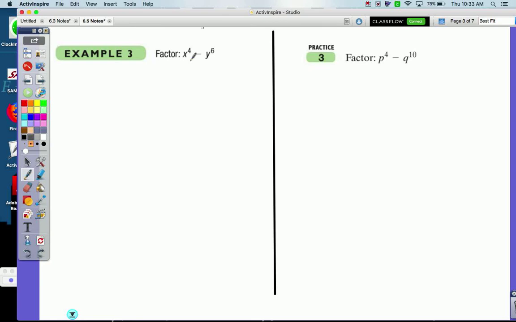All right, example 3 looks a little strange. I've got x to the 4th minus y to the 6th. If you have exponents that are not just 2, as long as those exponents are even, you still have a difference of two squares. So you're going to break out into your binomials and divide the exponent by 2. 4 divided by 2 is 2, so I'll have x squared and x squared. 6 divided by 2 is 3, so I'll have y to the 3rd and y to the 3rd. If you multiply that back through, when you multiply, you add exponents, so that does give you the 6. And since it's a difference of two squares, I get a plus and a minus.